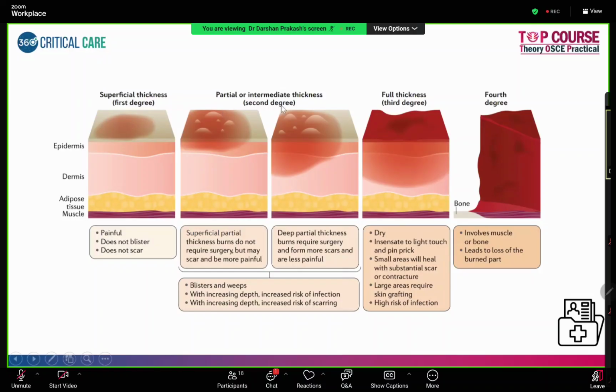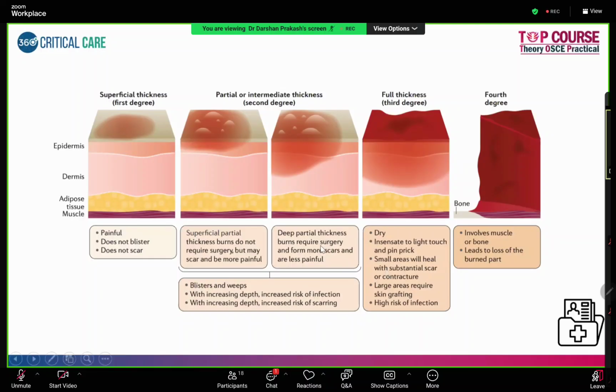Coming to the second degree burns, it is usually characterized as involvement of both the epidermis and the dermis. Second degree burn is characterized as superficial partial and deep partial. In superficial partial, usually the epidermis alone will be involved, but sometimes it will be deeper up to touching the dermal layer, which can cause blisters and weeping. And with the increased tissue damage, there can be an occurrence of infection.